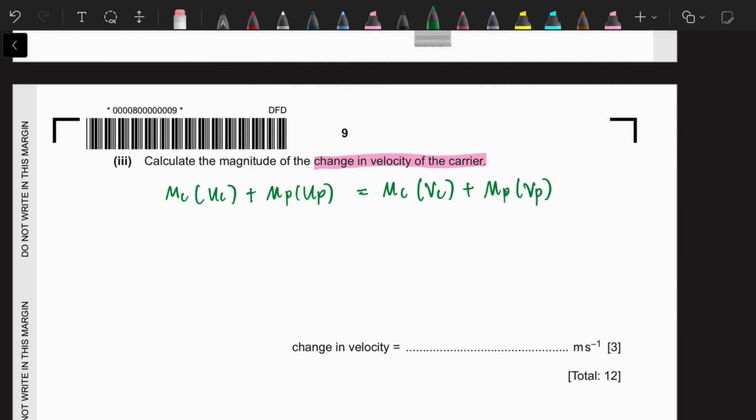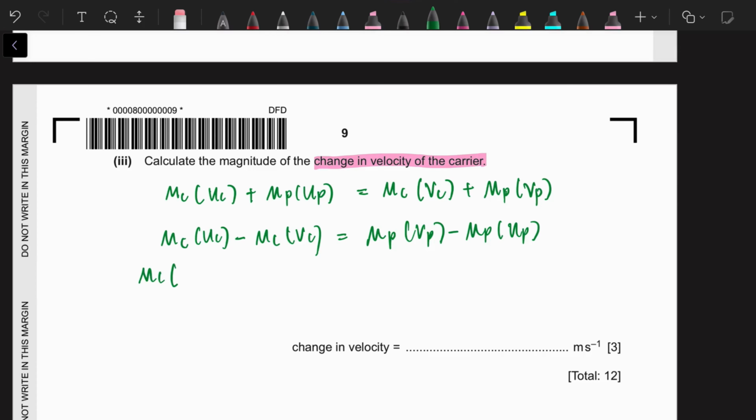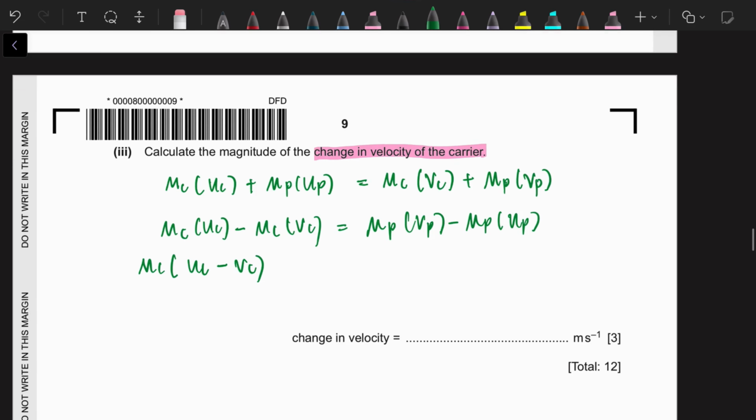So I'm going to group carrier terms here. MC, initial velocity, so you can factor out your mass. Okay, I'll explain to you why I am grouping like this in a while. Okay, wait, let me write this up. Okay, now what you're finding is this. This is what you're finding. This is what you want, the change in velocity of the carrier.